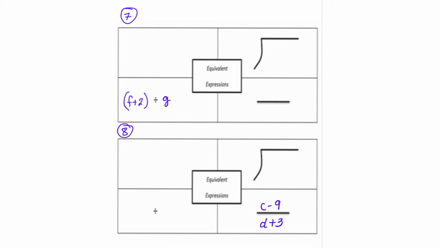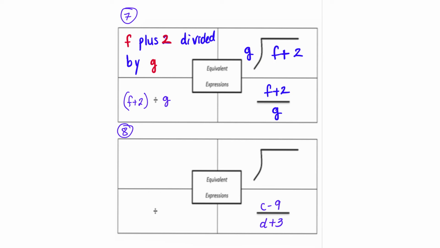Let's start with the words. F plus 2 divided by G. Using the radical, F plus 2 is your dividend and G is your divisor. As a fraction, F plus 2 is your dividend and G is your divisor.